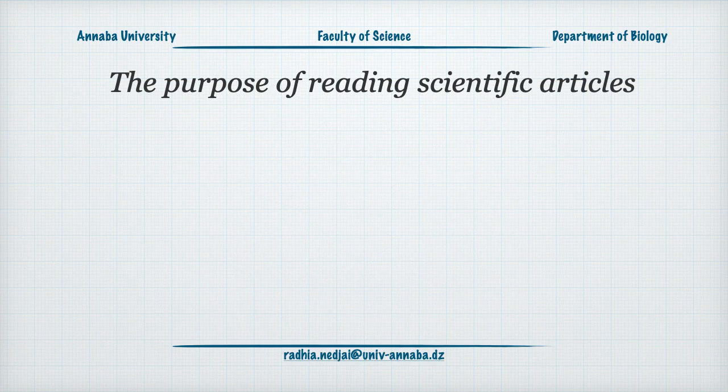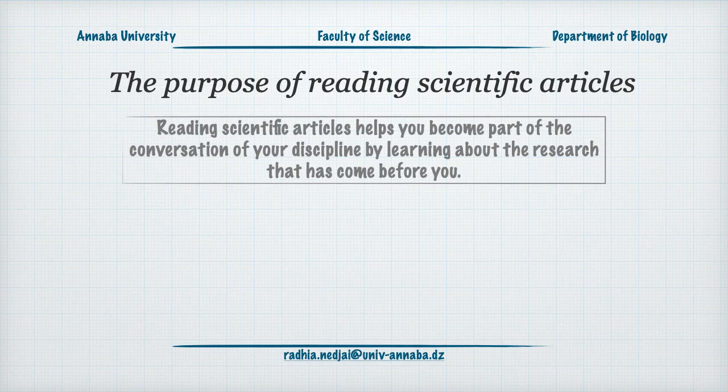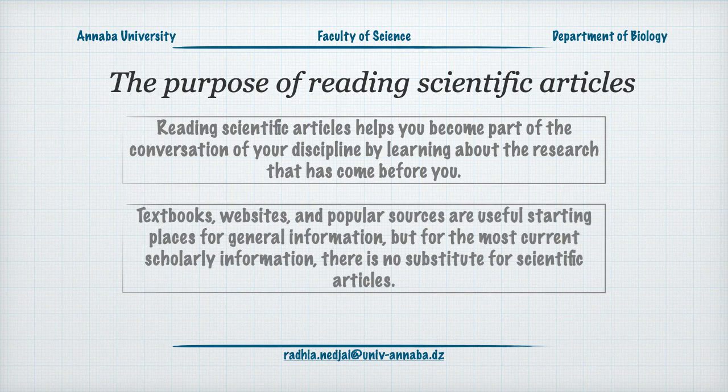Now, the question is, why do we read scientific articles? Reading scientific articles helps you become part of the conversation of your discipline by learning about the research that has come before you. Textbooks, websites, and popular sources are useful starting places for general information. But for the most current scholarly information, there is no substitute for scientific articles.